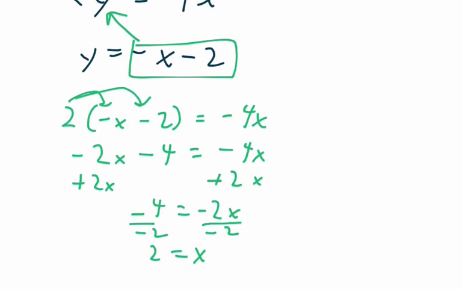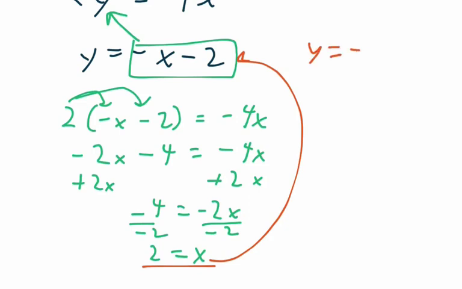Now what we're going to do is take this 2 and plug it back into what we substituted. And negative 2 minus 2 is negative 4. So my answer for this problem is 2, negative 4.